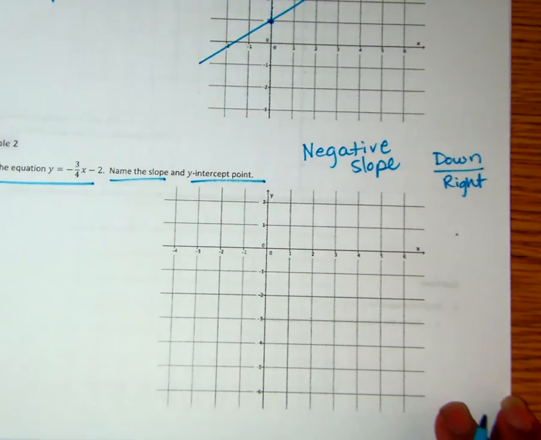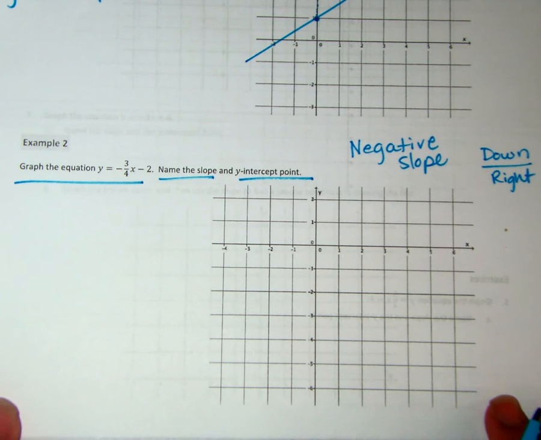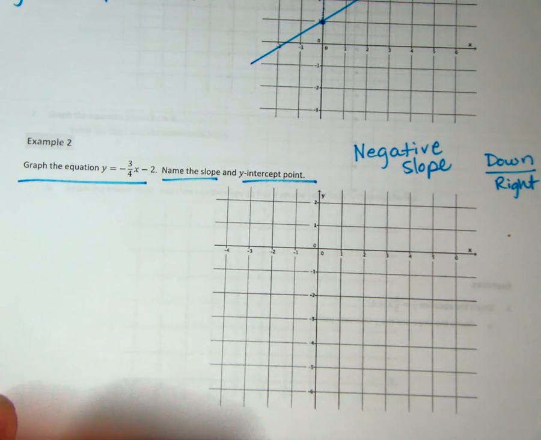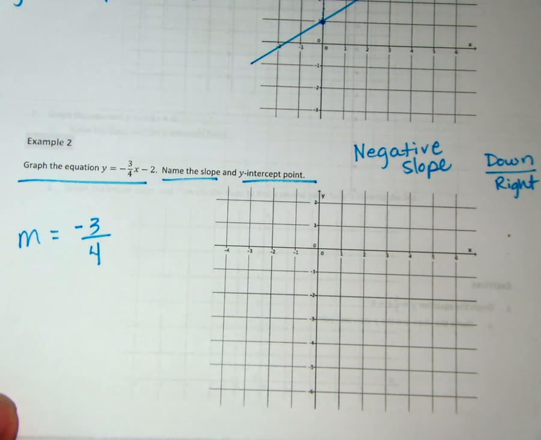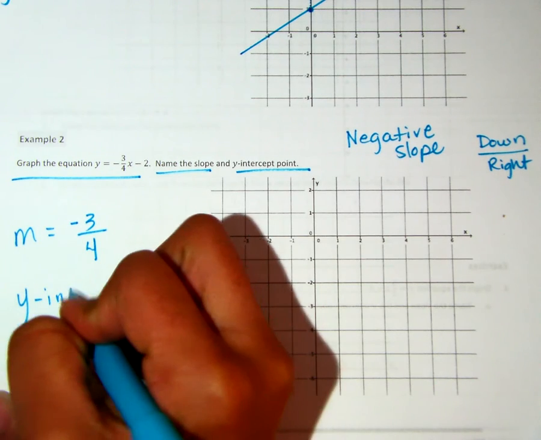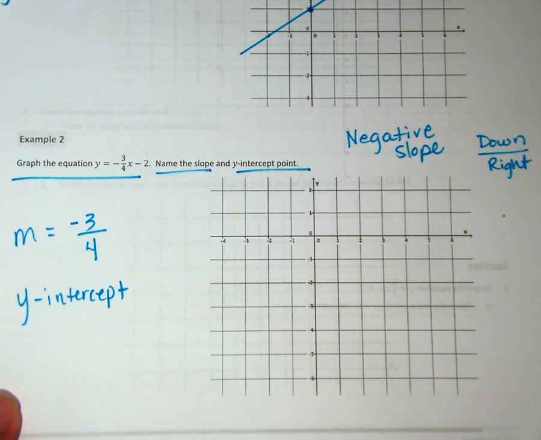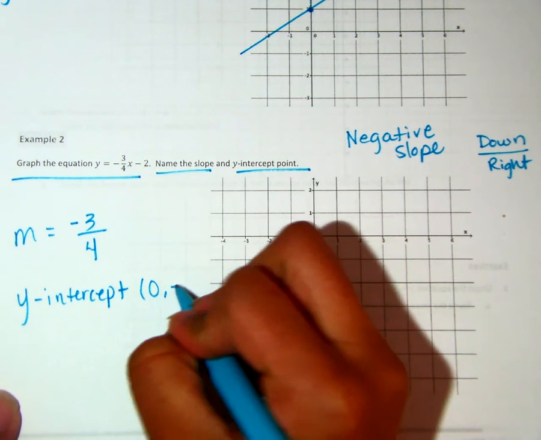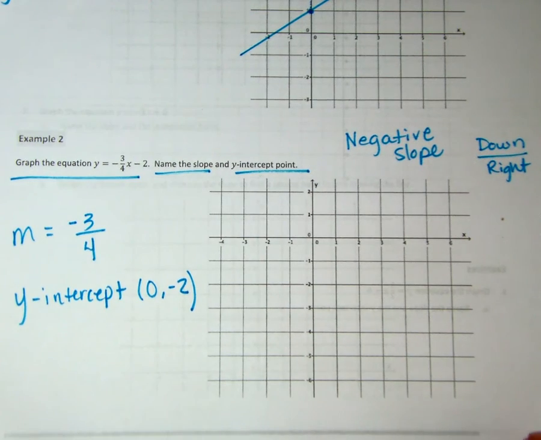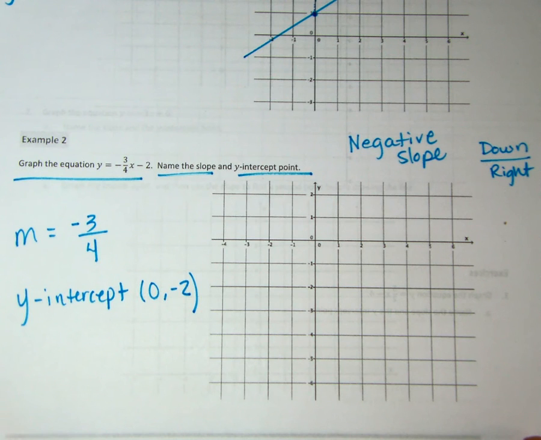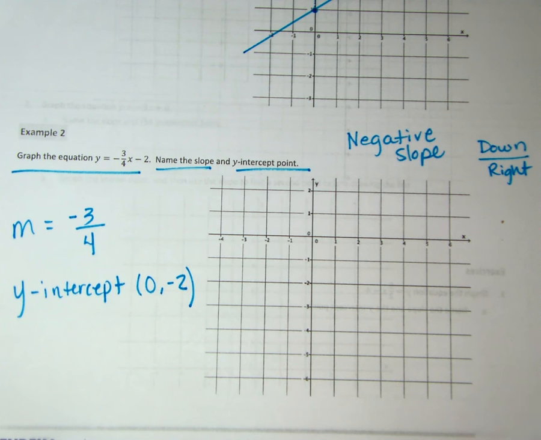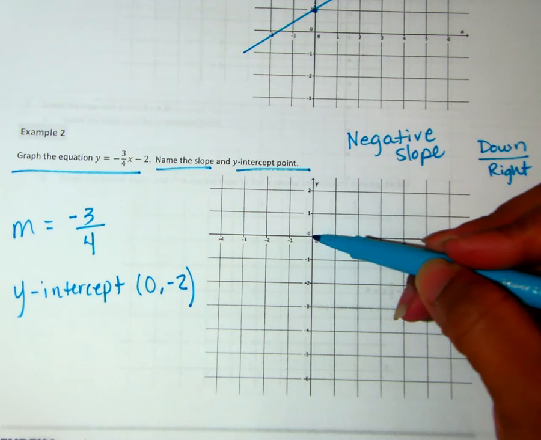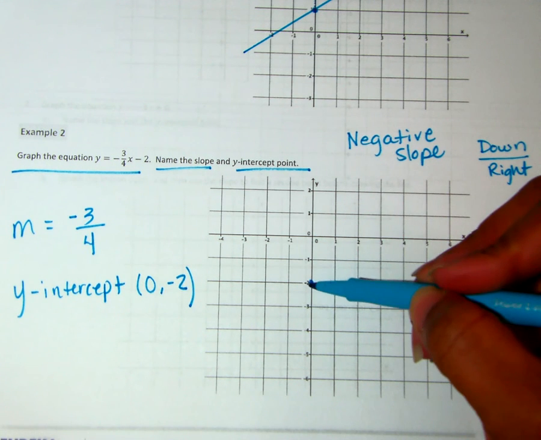All right, so let's start by plotting our known point. Name the slope for this line. Slope is -3/4. Make sure you bring that negative with it. Name the y-intercept point for this line. The y-intercept point is going to be 0 and -2. What's the first known point I'm plotting on this graph? The y-intercept is the only ordered pair I have to put down anywhere. So I'm going to start at 0, 0, and I'm going to plot 0 and -2.